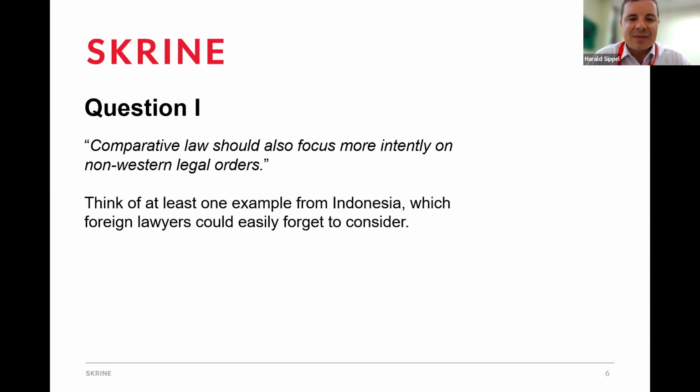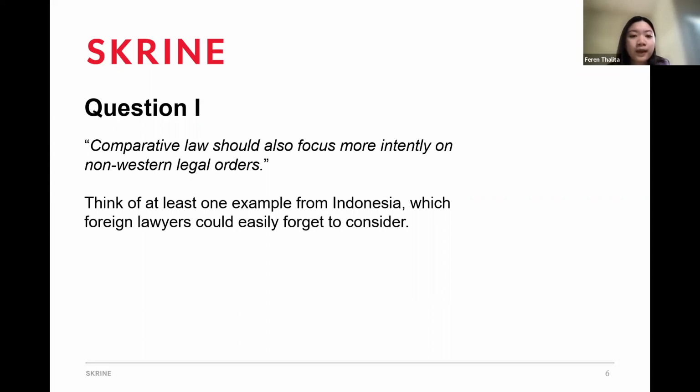Yes, Baron, thank you. Thank you, Mr. Sippel. So what I think that foreign lawyers could easily forget to consider is Pancasila, which is the basic ideology of Indonesia. It is defined in the Indonesian constitution as the 5 abstract principles.